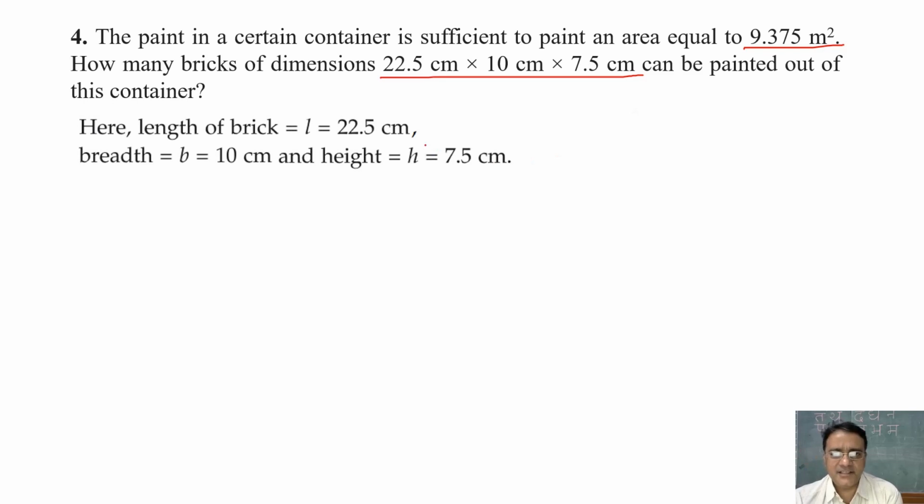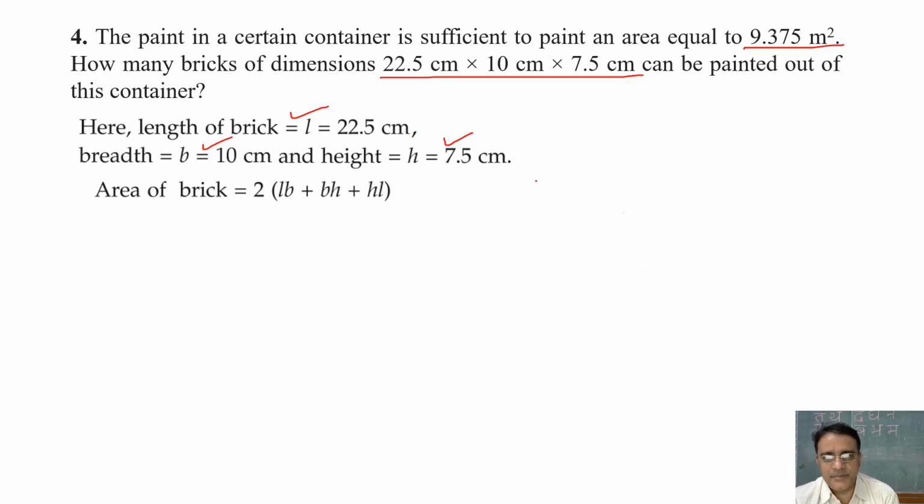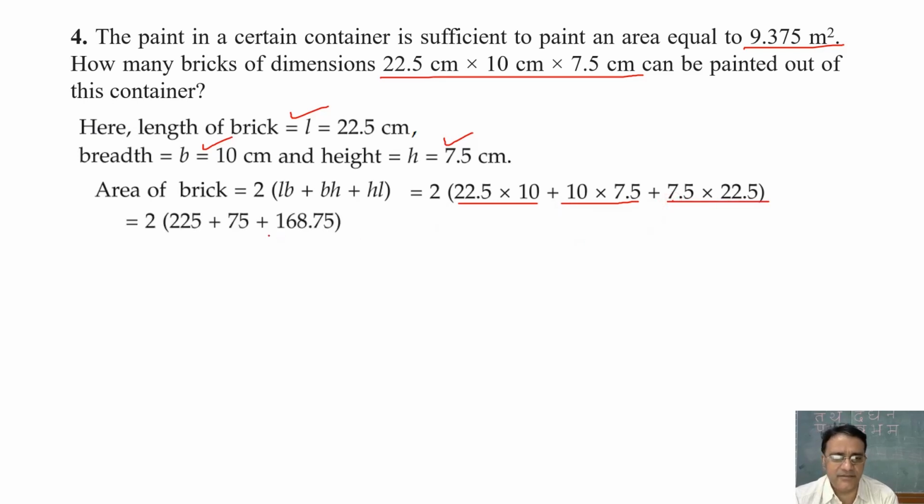Fine. So let us start with the length of the brick, that is L 22.5 centimeter, breadth 10 centimeter, and height is 7.5 centimeter. Now we are going to find the total surface area of one brick. What is the total surface area formula? 2 into LB plus BH plus HL. Very good. Now we'll substitute all the values. This will become 225, this will become 75, and this will become in decimal, that is 168.75.